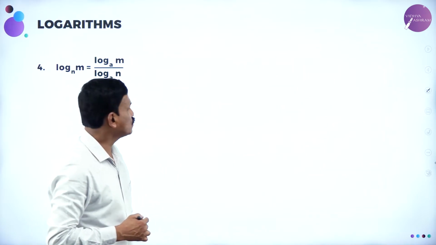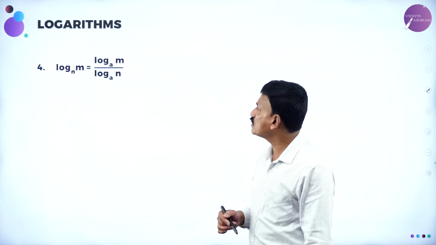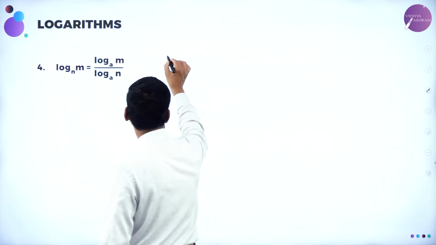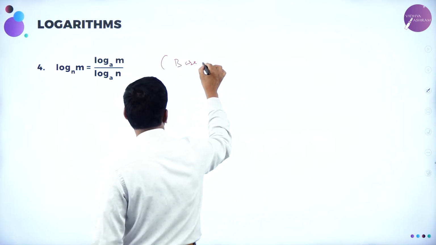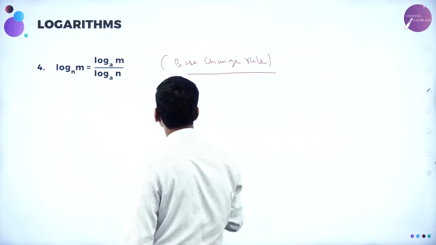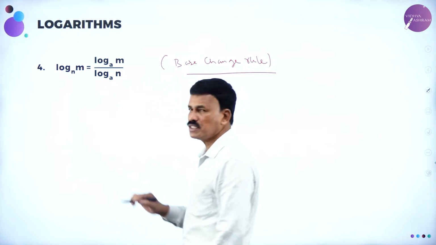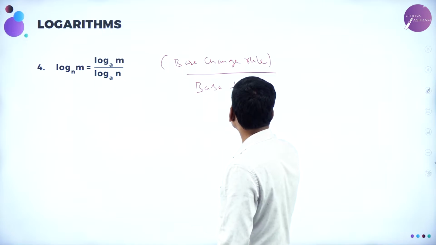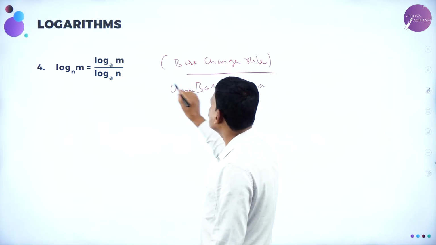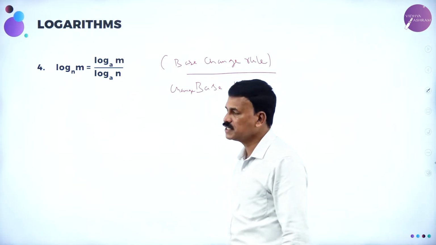Now, let us come to the fourth law, that is log m to base n is equal to log m to base a divided by log n to base a. This is also called the base change rule, or base change law. Changing the base to a, you will get log m to base a divided by log n to base a. Okay, go to the proof.